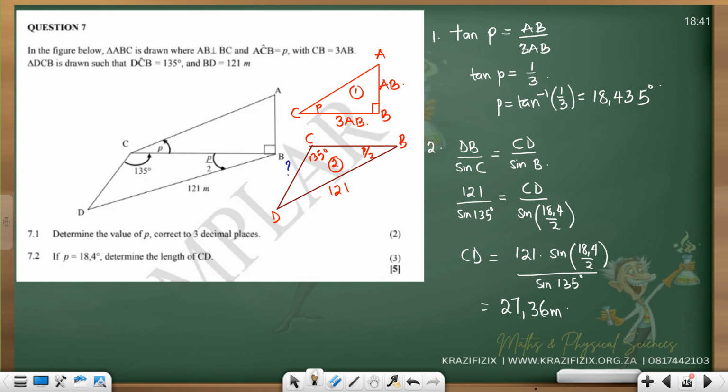I got 27,37. Okay. Maybe you rounded off early. Guys, are we okay? Make sense? We're done with that whole question. 5 marks in the bag. Can we move?